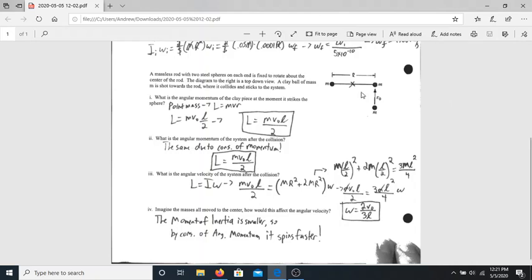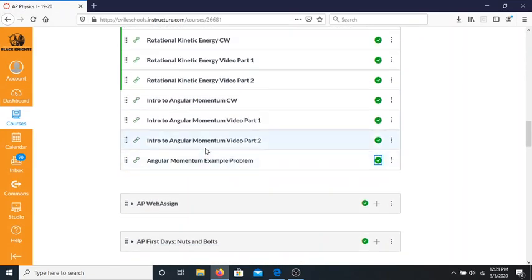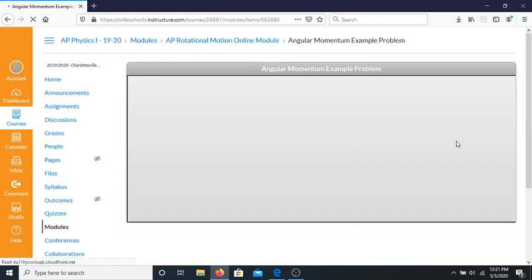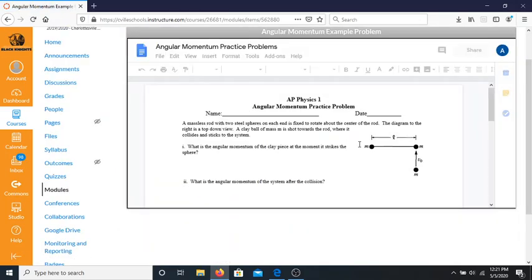And you'll notice I'm looking at the answer key right now for it. This isn't quite the same thing, but in case you're curious, you are going to where it says angular momentum example problem on Canvas, clicking that, because we're going to practice doing some more angular momentum.